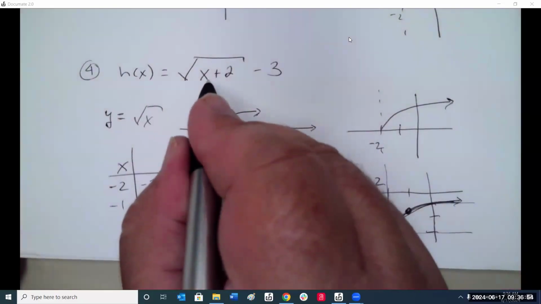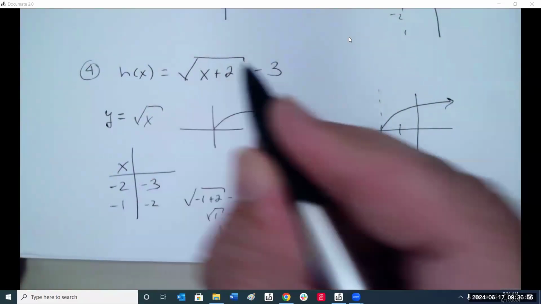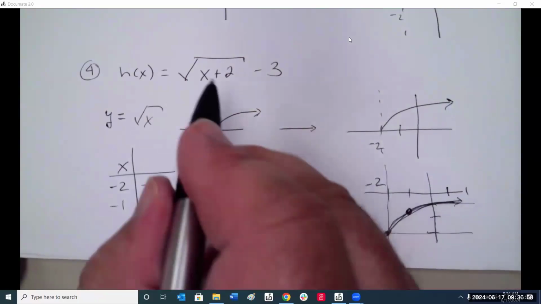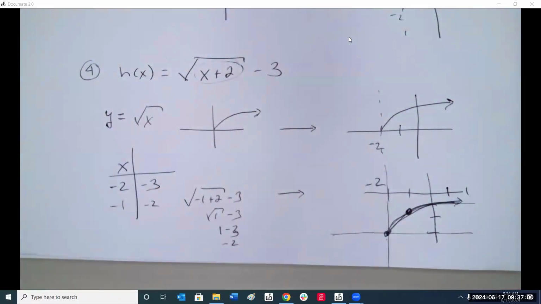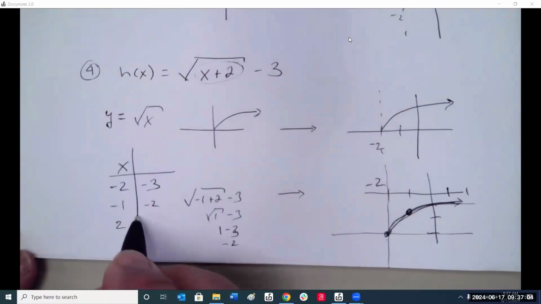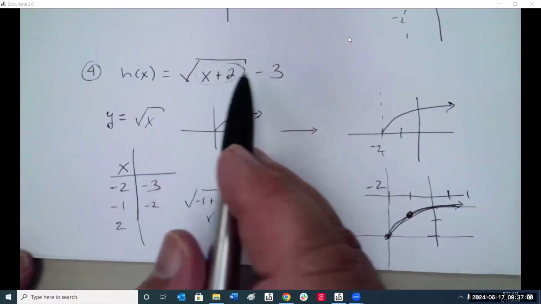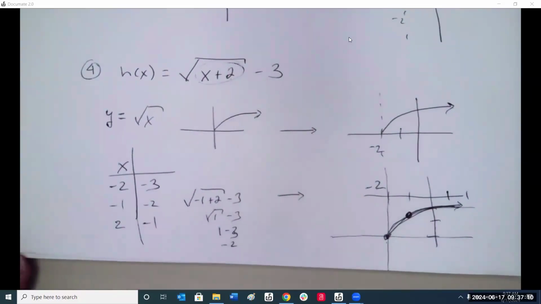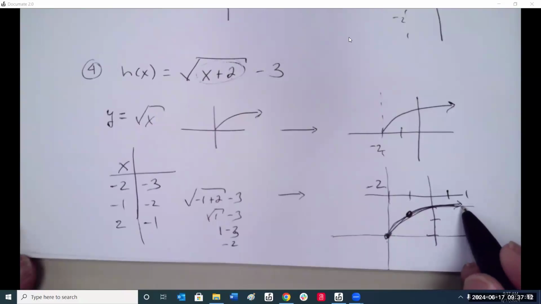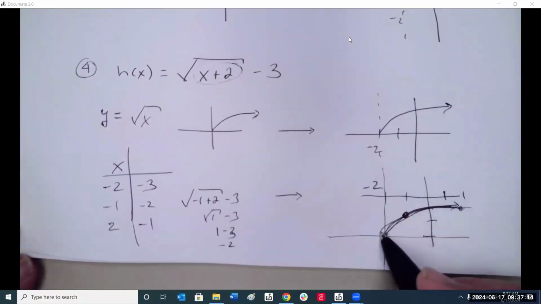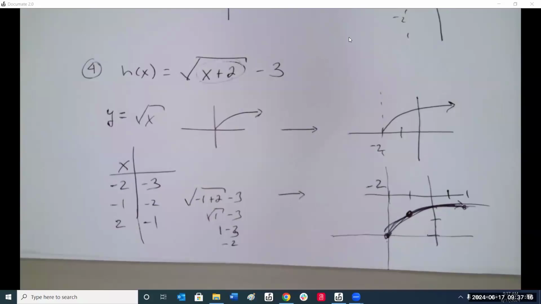Then I would go to 2. I'd go to 2 because it'll give me a better number. This is a square root. I need perfect squares. So when x is 2, 2 plus 2 is 4. Square root of 4 is 2. 2 minus 3 is negative 1. So now I have the shape of the curve.